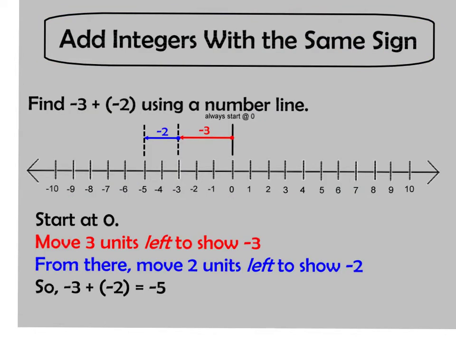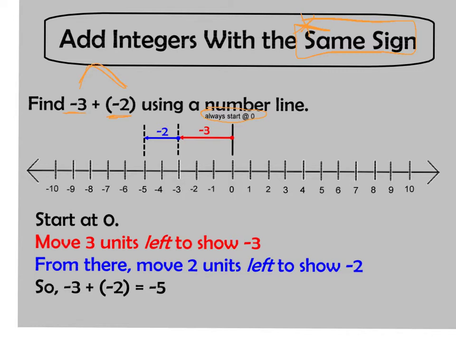All right, the first example we're going to look at is when we add integers with the same sign. Meaning if we look at this example, it says find -3 plus -2. So both of our numbers are negative, so therefore they have the same sign. And we're going to use the number line and then see this little tiny hint here. We're always going to start at 0.